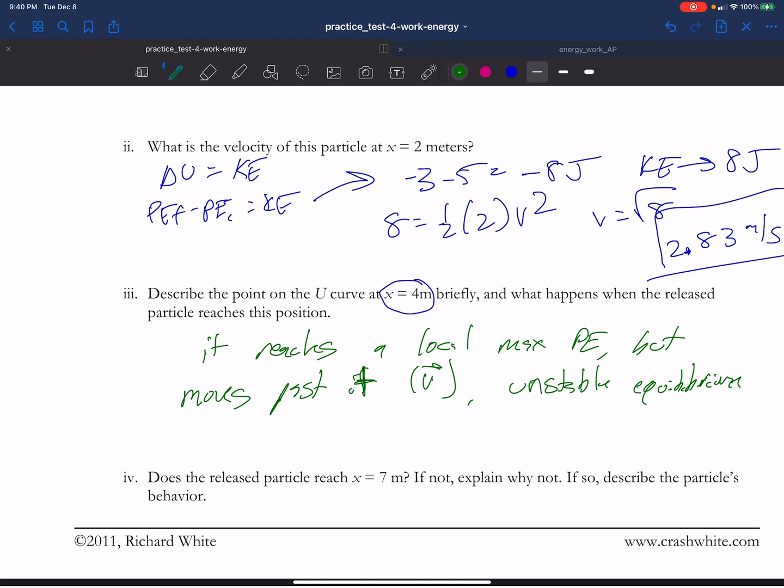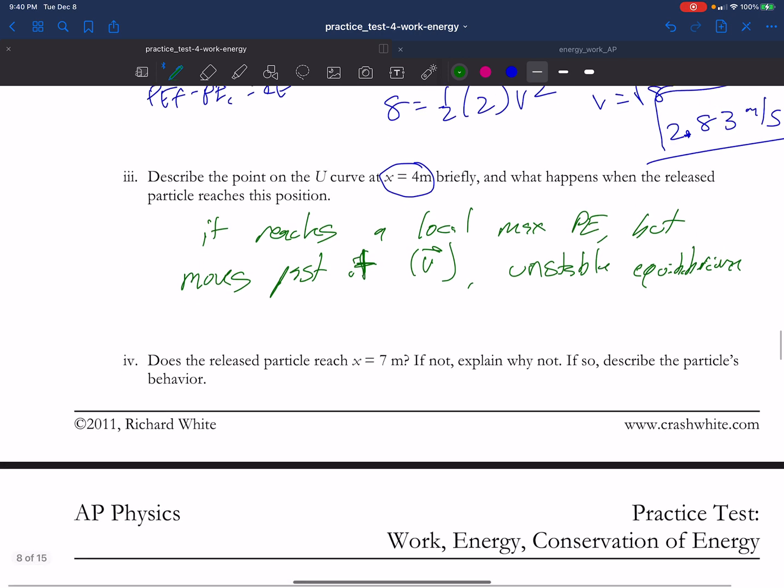So this is how you could describe it: that it reaches a local maximum of potential energy, but it's an unstable equilibrium point, and since it has velocity at that moment, it moves past it and continues along its way.